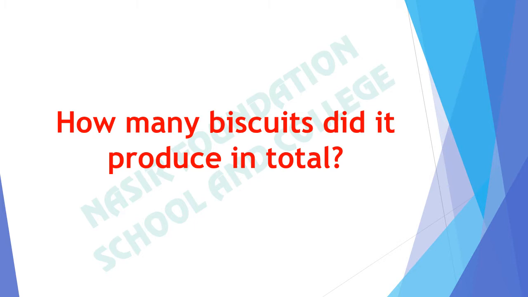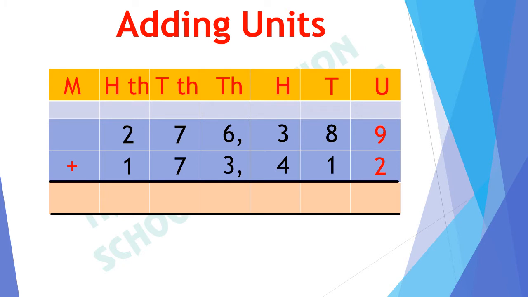First of all, we will find out how many biscuits did it produce in total. It produced 276,389 biscuits of orange flavor and 173,412 biscuits of vanilla flavor. We will add them to get the total number of biscuits that factory produced. We start from units. We will add 9 and 2. If we add 9 and 2, we get 11. We will write 1 in units column and we will carry forward 1 to tens.